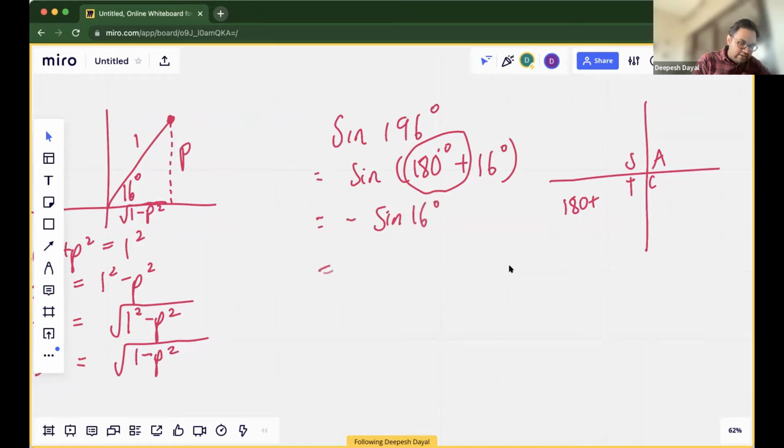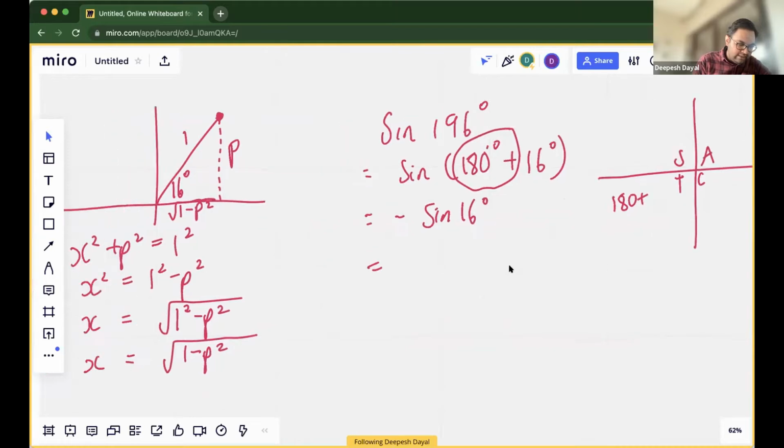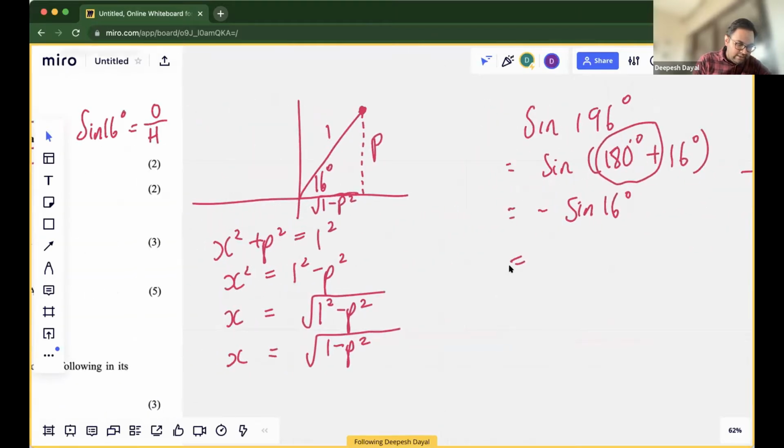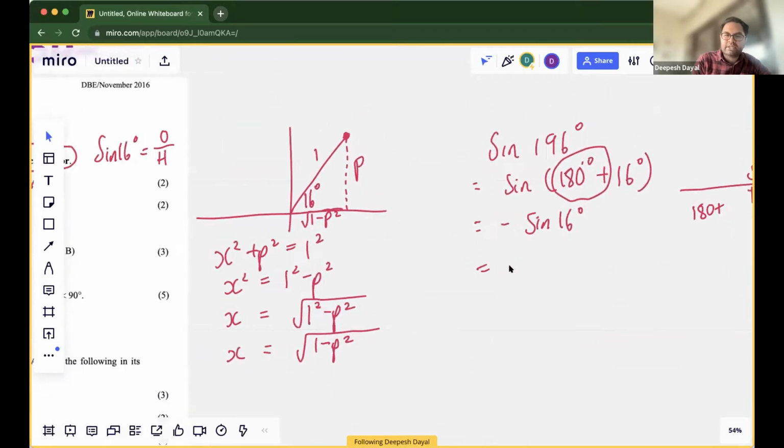And by looking at our diagram, what do we know about sine 16? Sine 16 was opposite over hypotenuse, which is p. So it's going to be minus p, and that is our final answer, minus p. Well done to those of you that got the answer, it is in fact minus p.